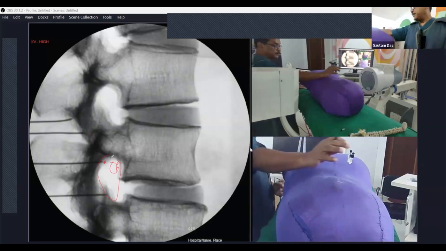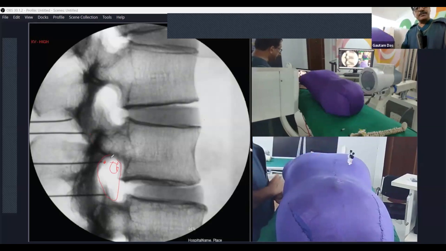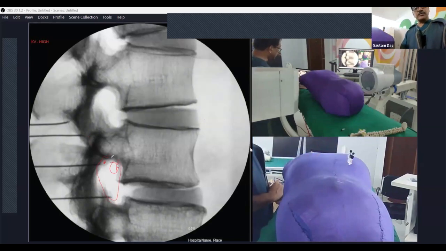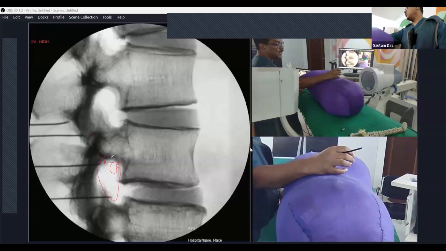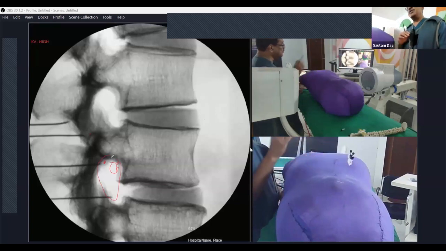The lower needle, I have to advance a little more. Okay, so this is the perfect one. The lower part is the relatively safer part. And you see, if I advance the needle a little more and go a little above, then I am going into the disc.